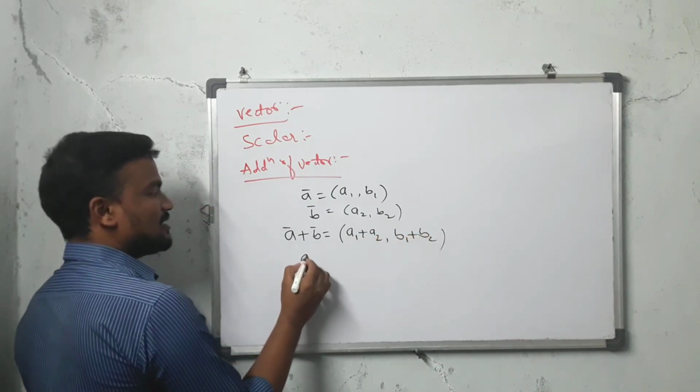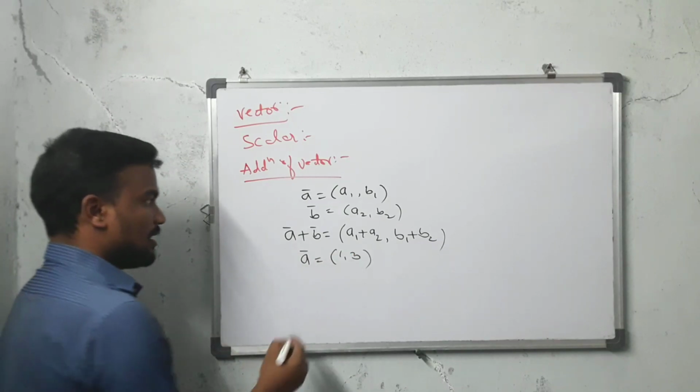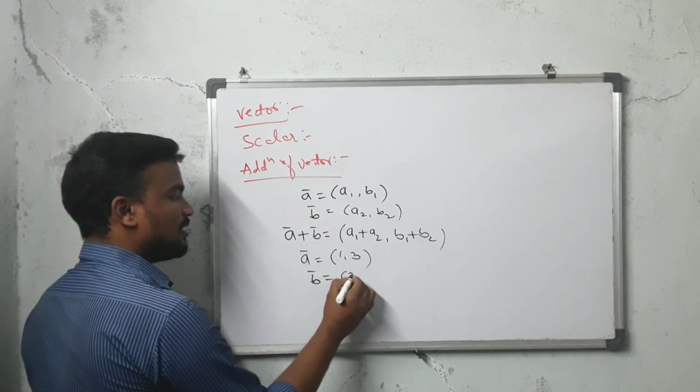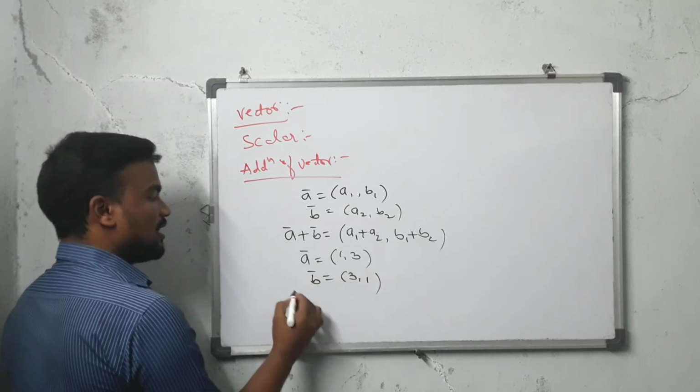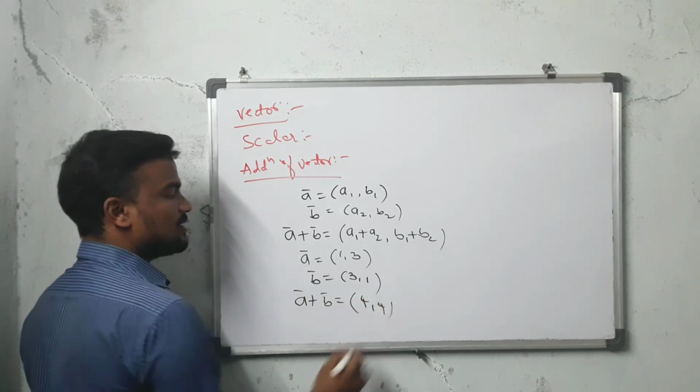Now let us see an example. A bar is equal to 1 comma 3, which is one of the vectors, and B bar is equal to another vector, 3 comma 1. Then A bar plus B bar becomes, what is the value? 1 plus 3 is 4, 1 plus 3 is 4.